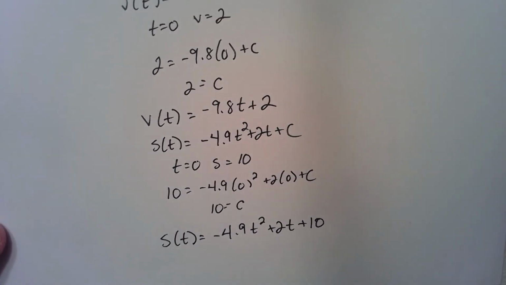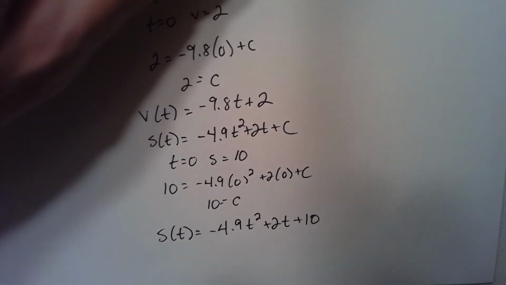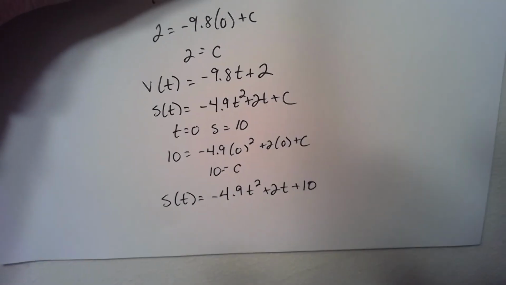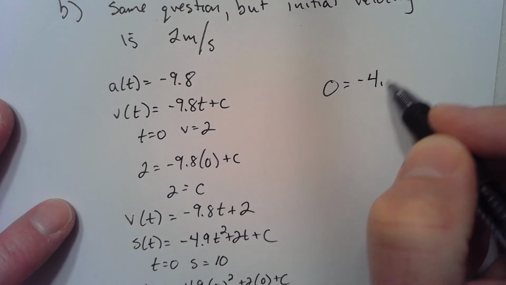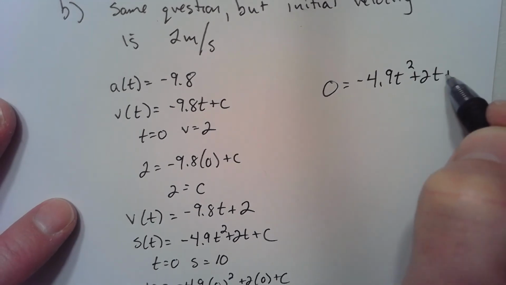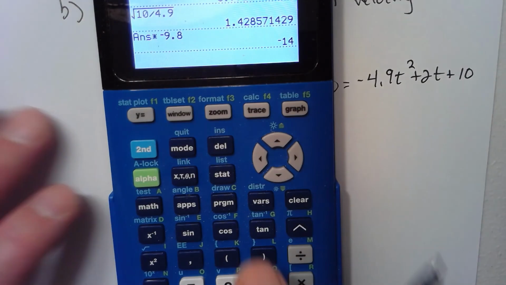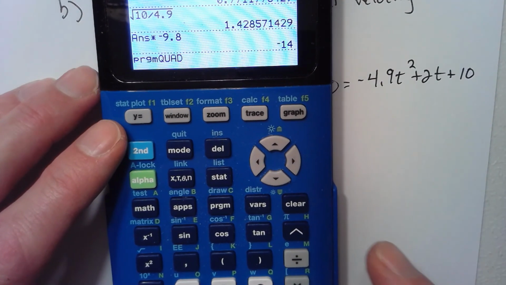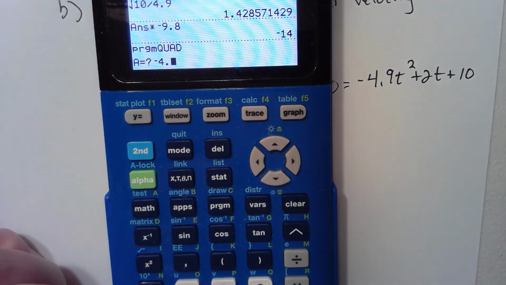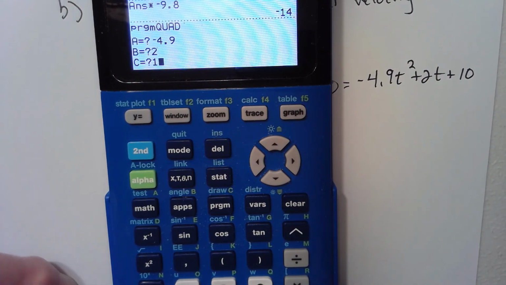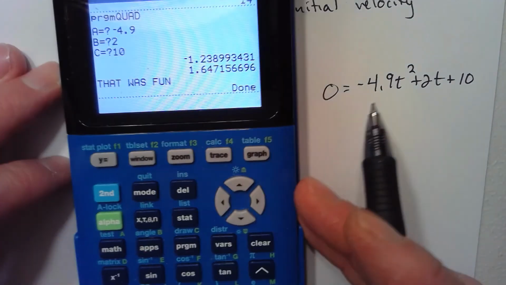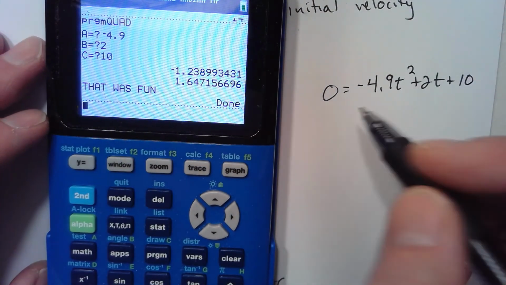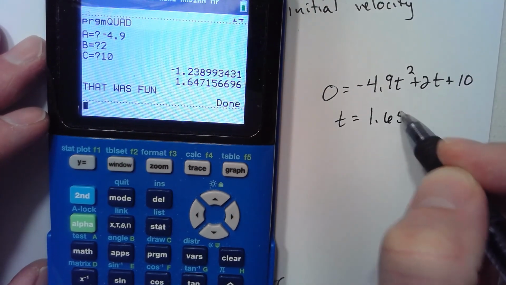Again, we want to know how fast at impact. So our position is 0, or our height is 0 at that time. Okay, so then 0 equals negative 4.9 t squared plus 2t plus 10. We'll use the quadratic formula: negative 4.9, 2, and 10. So time, negative 1 doesn't make sense, so our time is 1.65 or so.